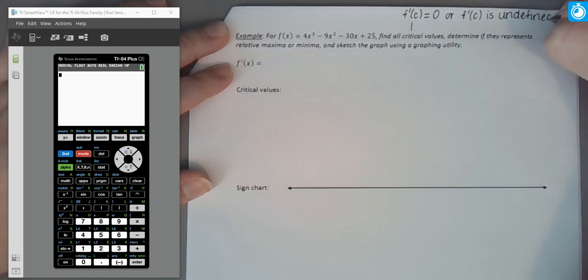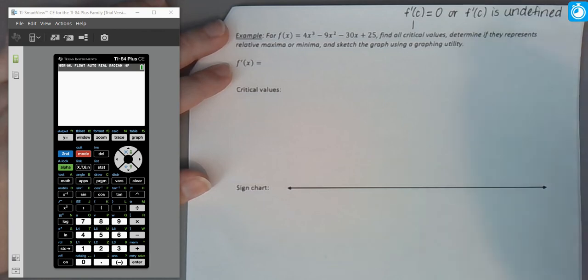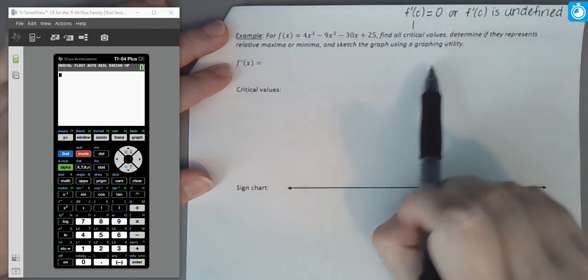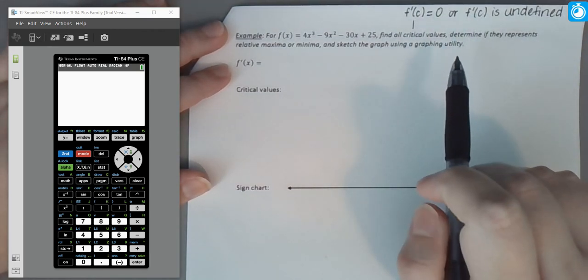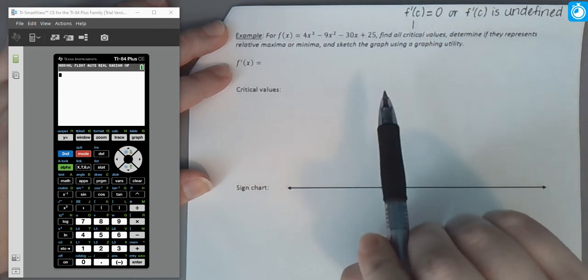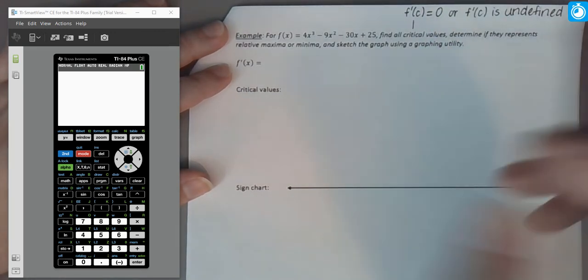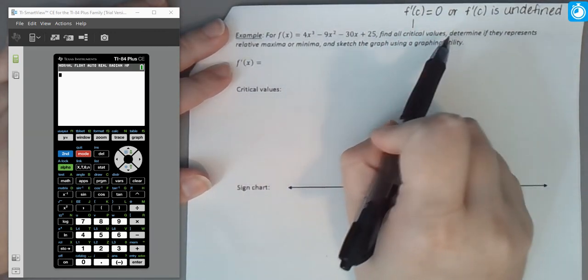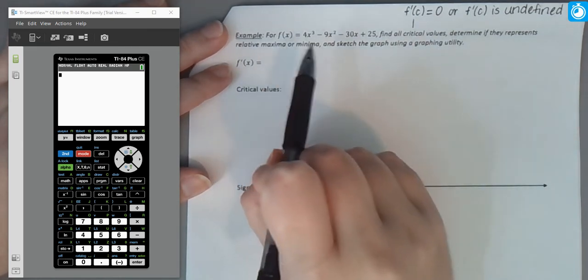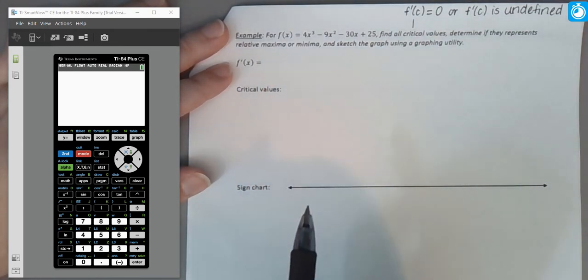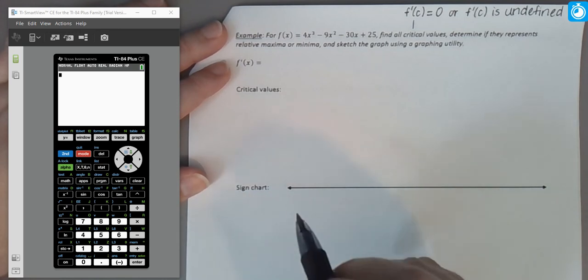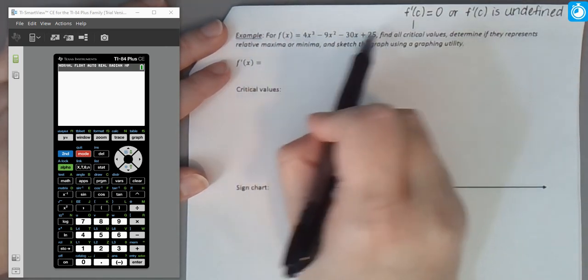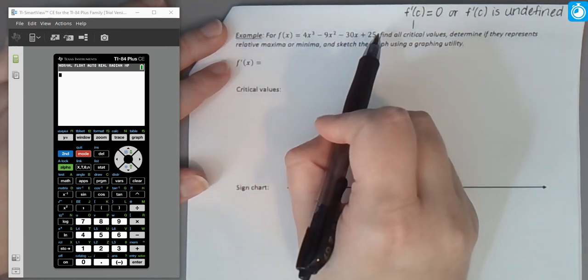So that's what we mean by critical values. Critical values occur where the derivative would be 0 or where the derivative is undefined. Notice both of these are dependent on finding the derivative. So anytime we want to find critical values where we potentially have a maximum or a minimum, we have to start by finding the derivative. Everything is dependent on finding the derivative. So let's start by finding the derivative of this function.